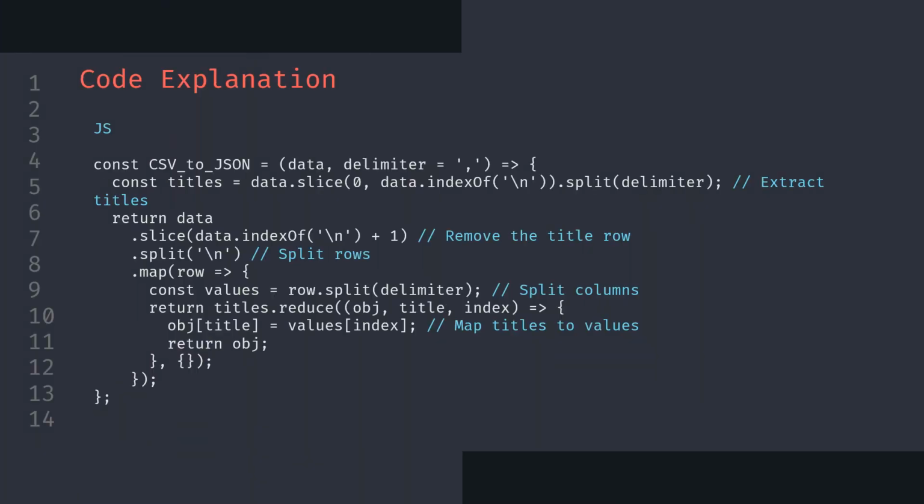Here's how the code works. We extract the titles from the first row of the CSV string using the slice and split methods. We then remove the title row and split the remaining rows using split. For each row, we split it into values and use the reduce method to create an object by mapping the titles to their corresponding values. The final result is an array of objects, one for each row of the CSV.